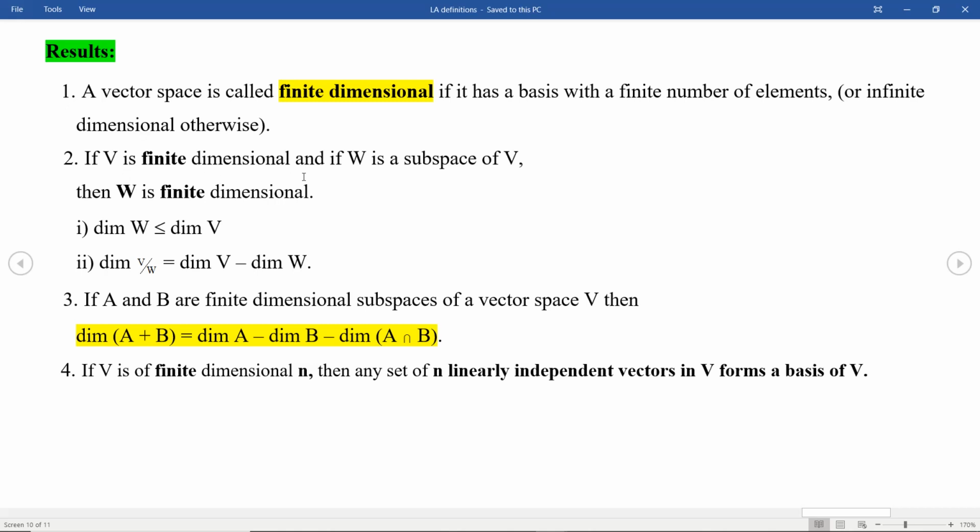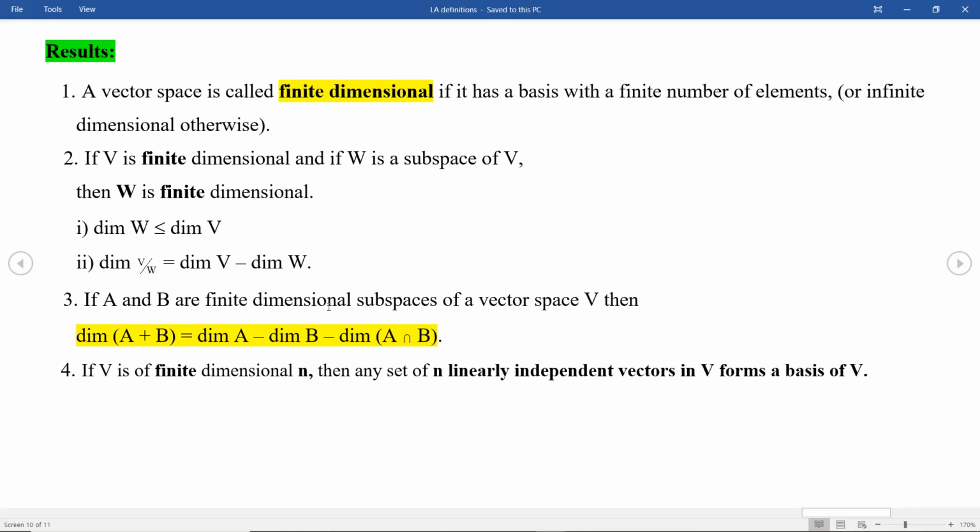If V is finite dimensional and W is a subspace of V, then W is also finite dimensional. Also, dimension of W is less than or equal to dimension of V. Dimension of V by W, which is called the quotient space, is equal to dimension of V minus dimension of W.